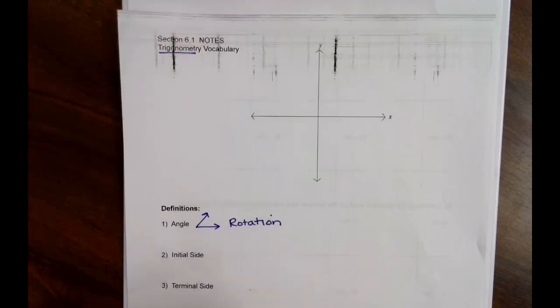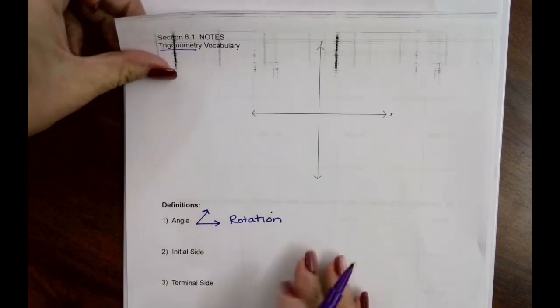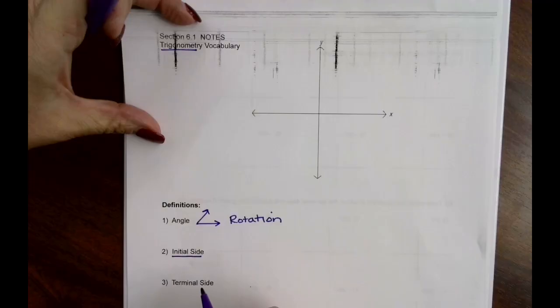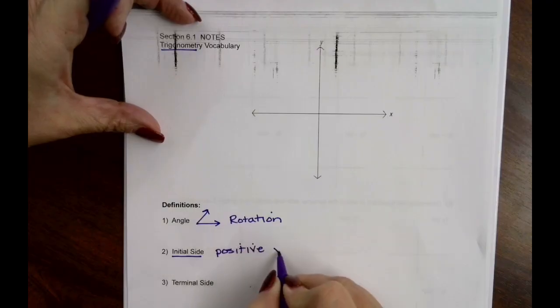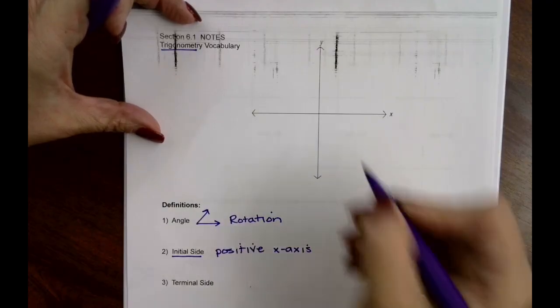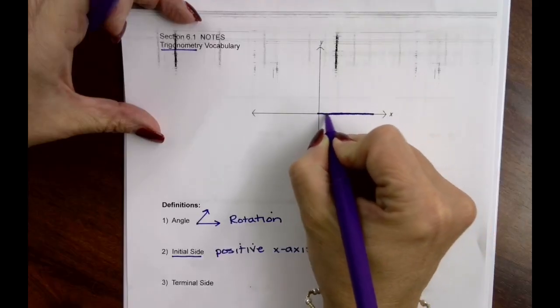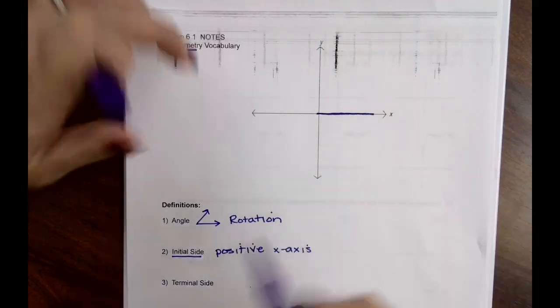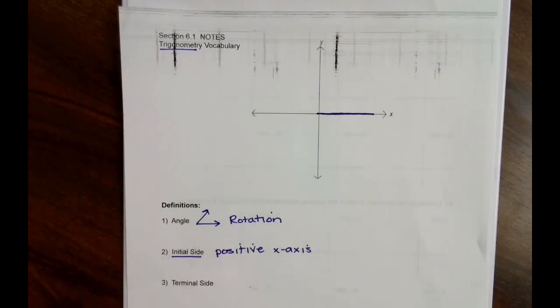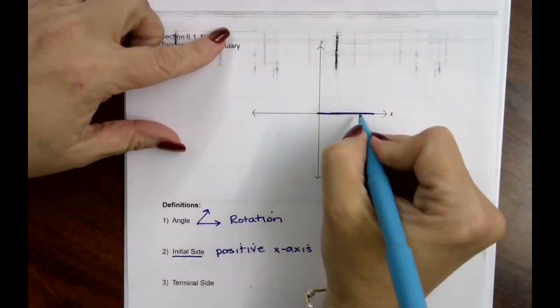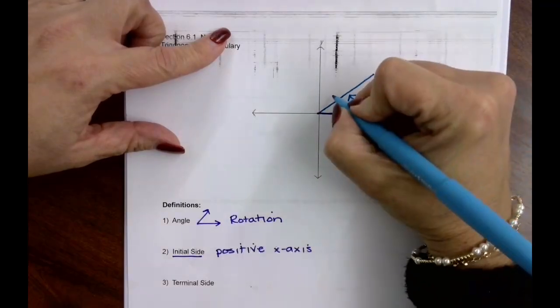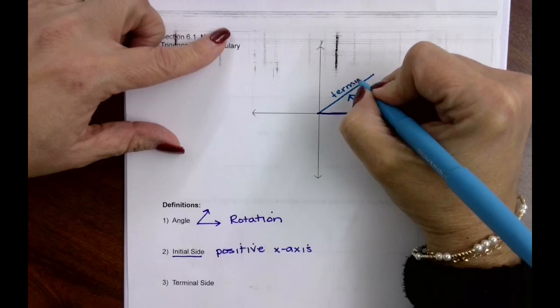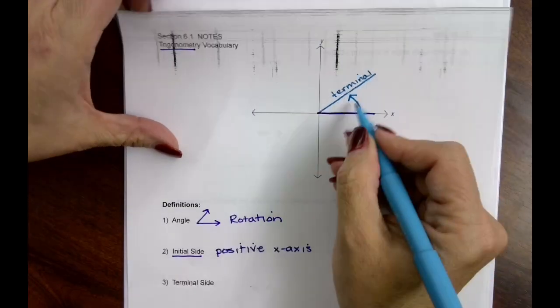So this rotation, what happens is we have an initial side of our graph, and our initial side is always going to be the positive x-axis. And so our initial side would be this. This would be the initial side of my angle. Okay, and what happens is we go through this rotation, so my angle is going to rotate like this, and we end up with what we will call here the terminal side. So this is the terminal side, and think of it as it rotates to where it ends.